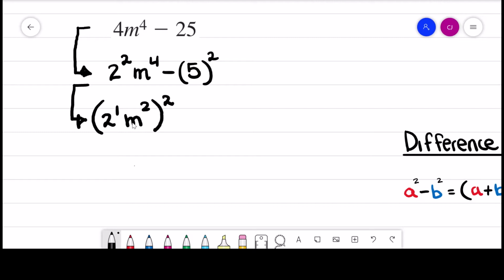If I then go to my m to the power of 2, using the power to power rule, I can go back to the original m to the 4th power, because I have m to the 2nd times the power of 2. 2 times 2 will give me 4. All right, the next thing I'm going to do, I'm just going to bring down the 5 to the 2nd power.